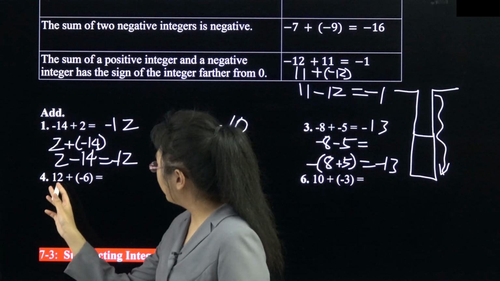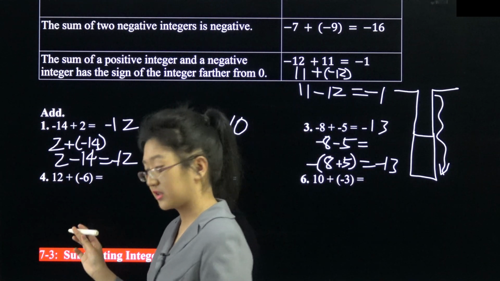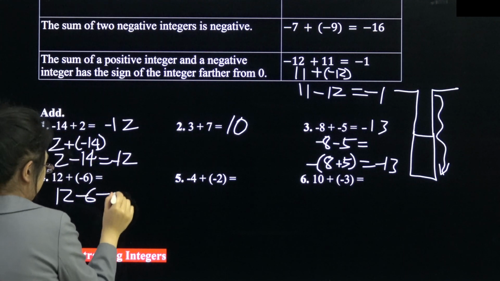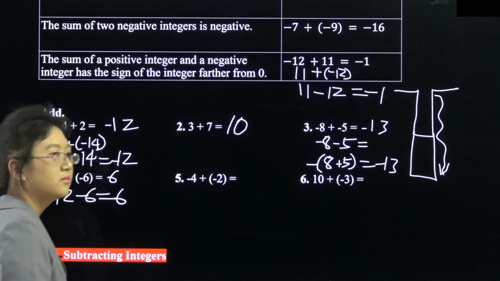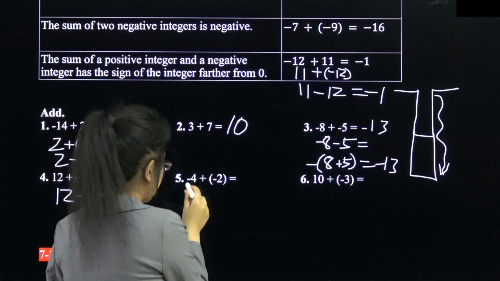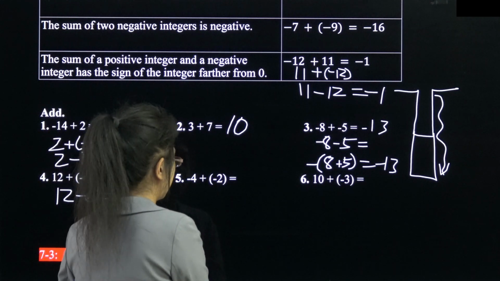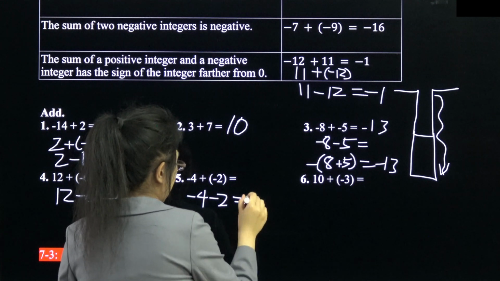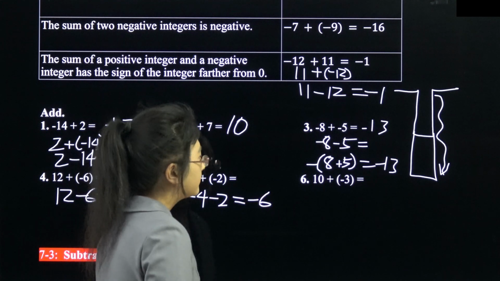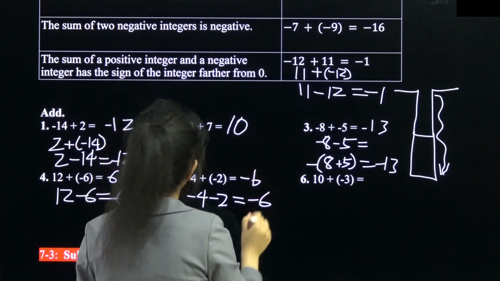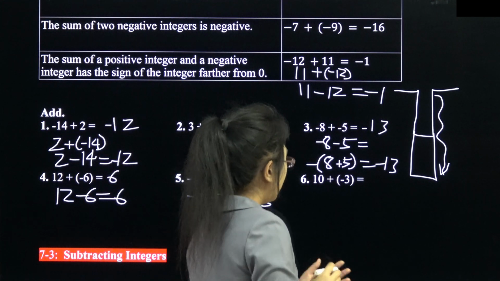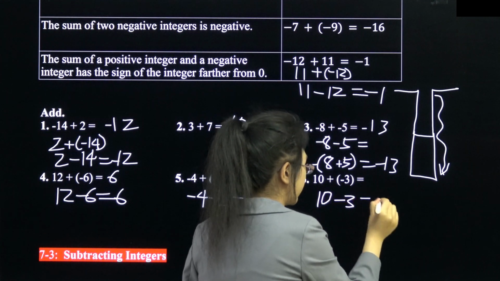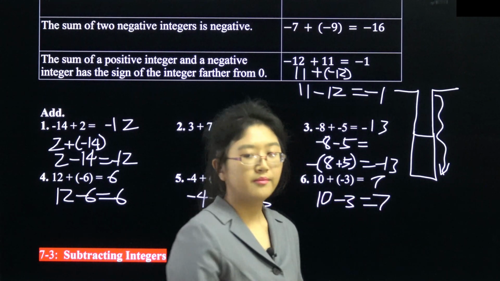Now here we have 12 plus negative 6. So 12 plus negative 6 is like 12 minus 6, which is equal to 6. Negative 4 plus negative 2 is again like subtraction, and you end up with negative 6. 10 plus negative 3 is like 10 minus 3, which is equal to 7.